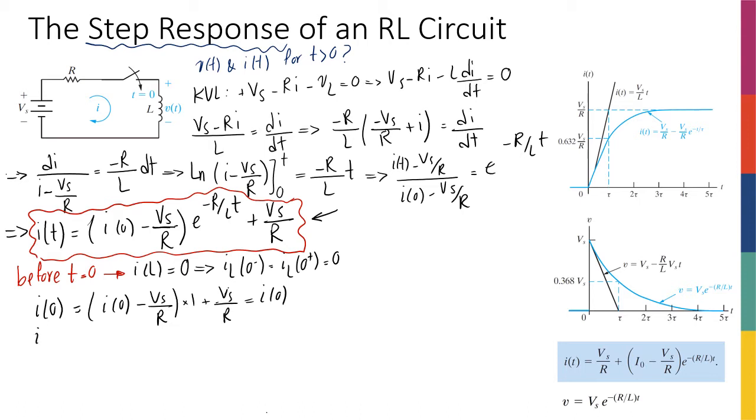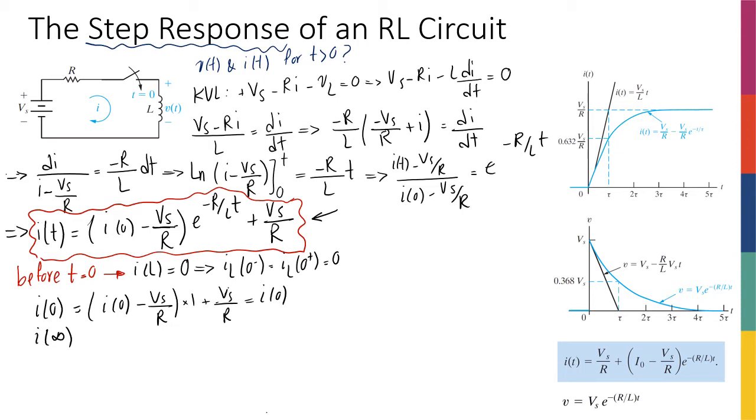What about I at infinity? If I leave this circuit for a long time after the switch is closed, what's going to be the current of the inductor? Before, with the natural response, I just had an R and an L and no source, so if I left the circuit forever, the current would go to 0. It was a decaying exponential. But here I have a decaying exponential term, and I also have this other term, Vs over R.